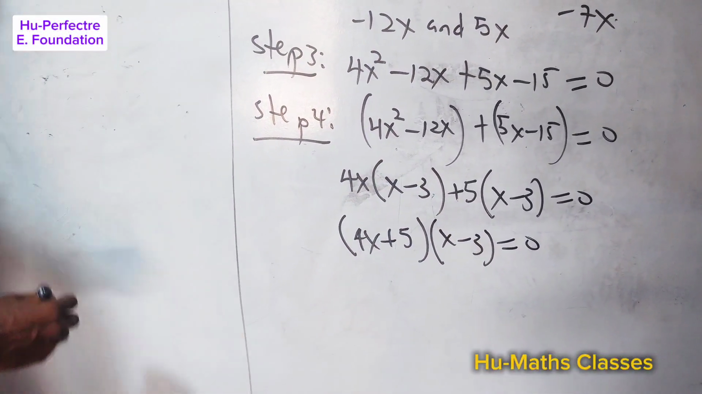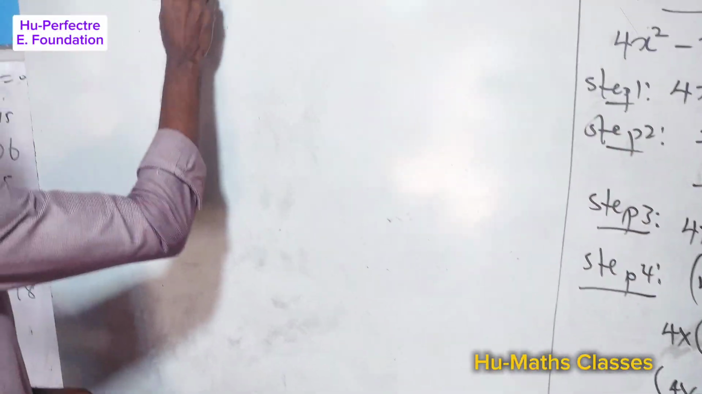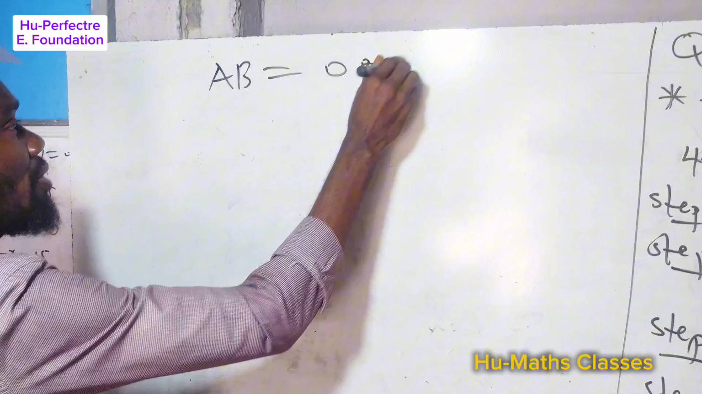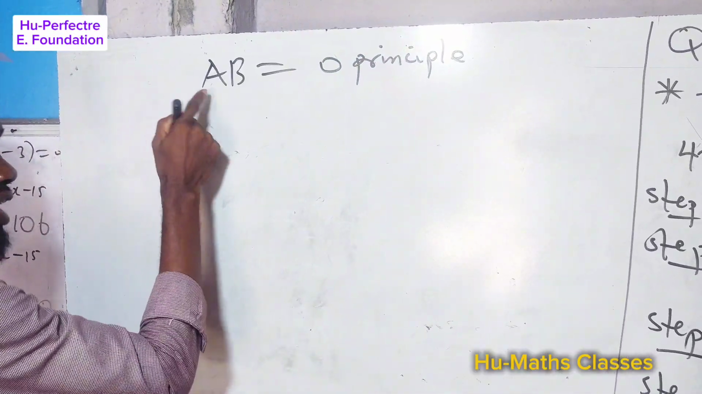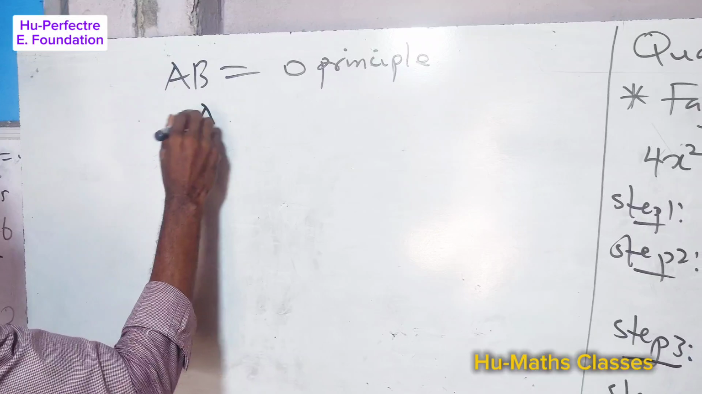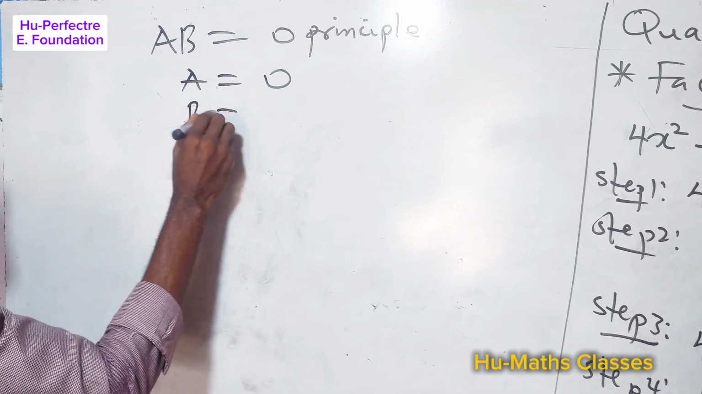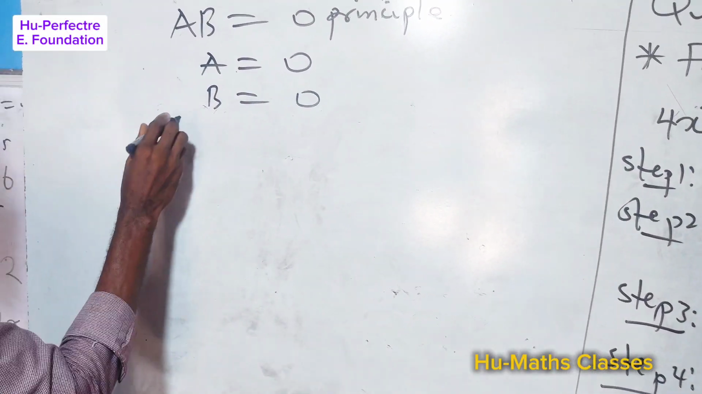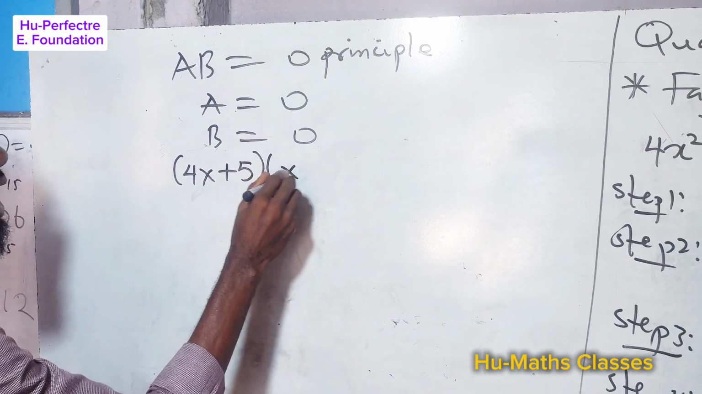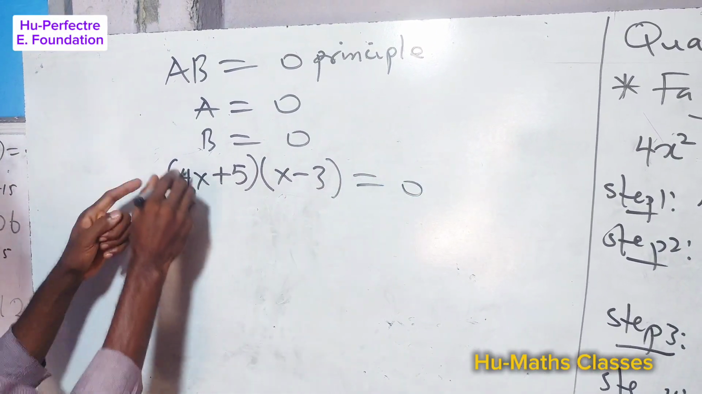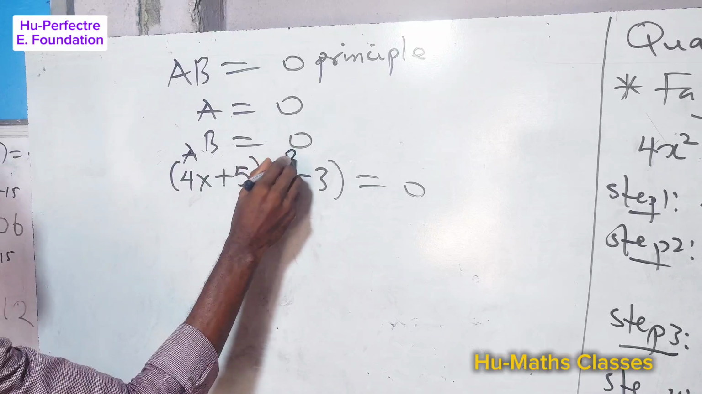At this point, we'll be applying the AB is equal to 0 principle. The AB is equal to 0 principle states that if AB is equal to 0, then A is equal to 0 or B is equal to 0. Then what we have there is 4x plus 5 into x minus 3 is equal to 0, where the first bracket is A and the second is B.